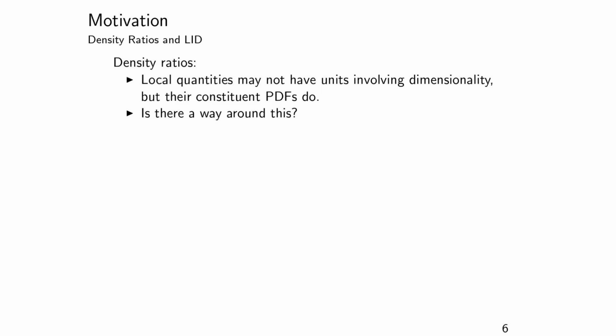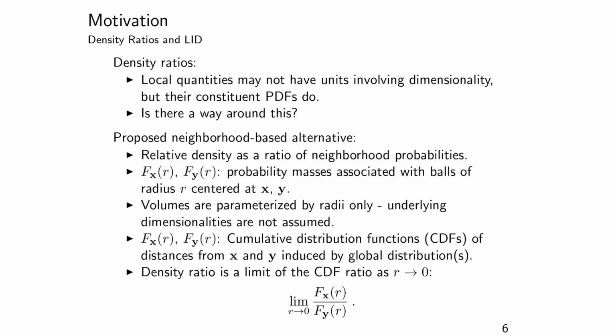And so the question to be addressed in this talk is, is there a way around this? In this presentation, we propose a neighborhood-based alternative, and that is to consider relative density as a ratio of neighborhood probabilities. So imagine that we have, for a location of interest, let's say 2 locations of interest, x and y for this example, that we consider the probability masses associated with a ball of radius r centered at x and another ball of radius r centered at y.